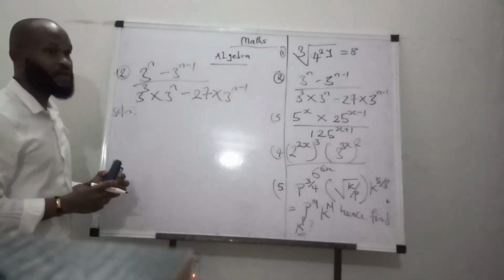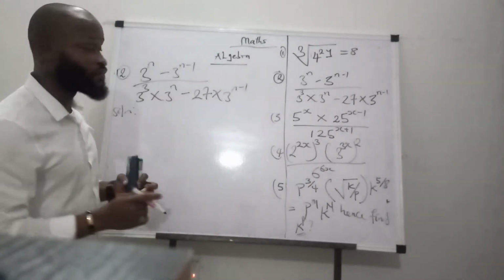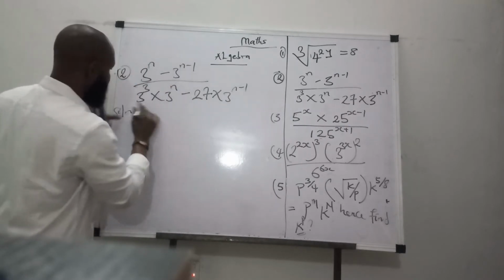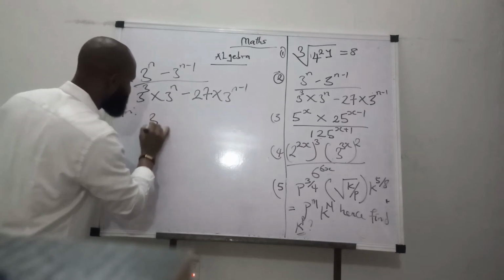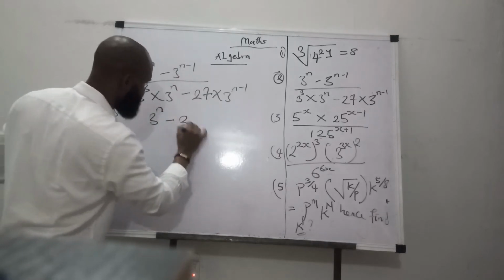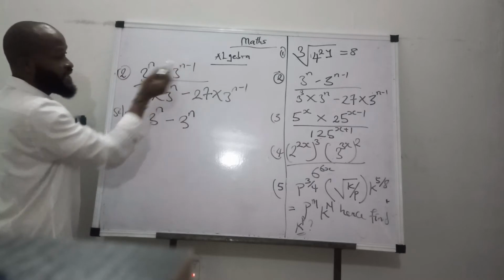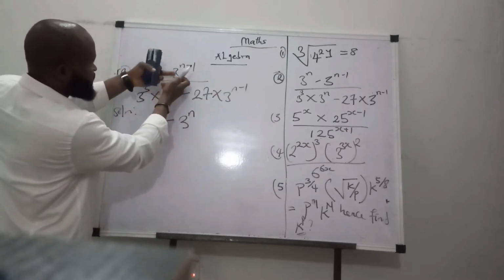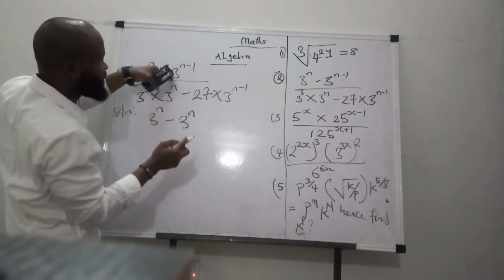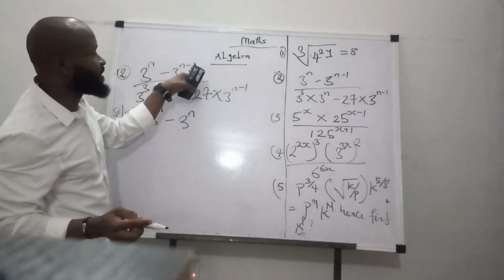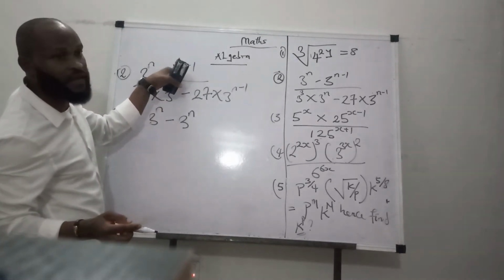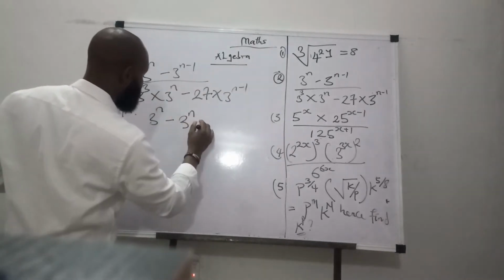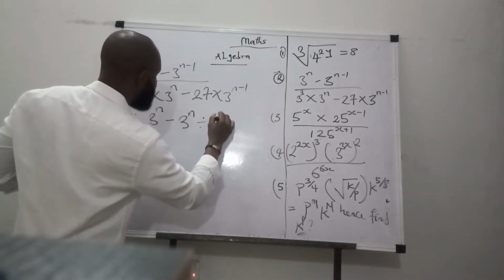I told you that we're going to be making much use of indices rules. So we go ahead with expressing them. So 3 raised to the power of n minus 3 raised to the power of n minus 1. Remember, when indices have a minus, it means it is division. Am I correct? In explaining this, it means that 3 raised to the power of n must have been divided by 3 raised to the power of 1. Therefore, this can also be divided by 3 raised to the power of 1.